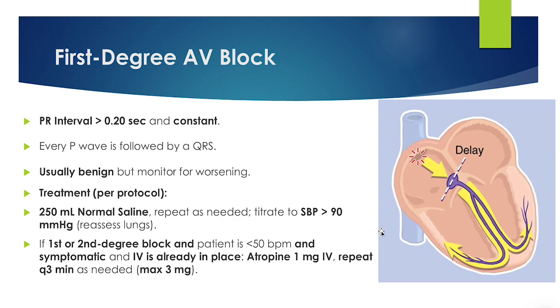The first type will be a first degree AV block. There is a PR interval of above 0.2 seconds, and it is constant. There are no dropped beats, and it is the same PR interval in every lead that we have. Usually benign, but sometimes can become symptomatic.